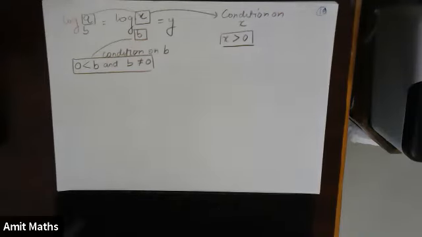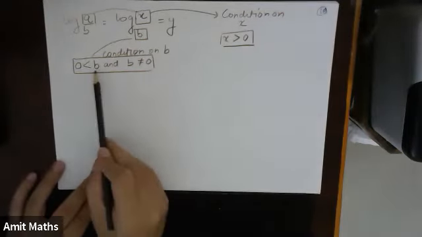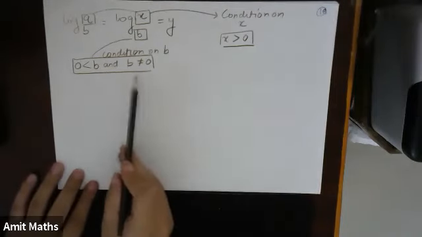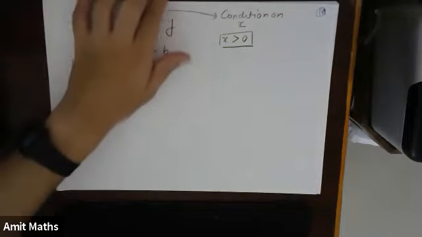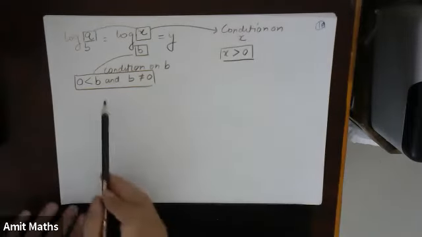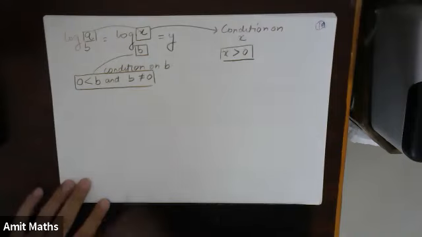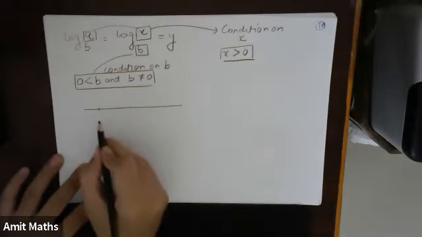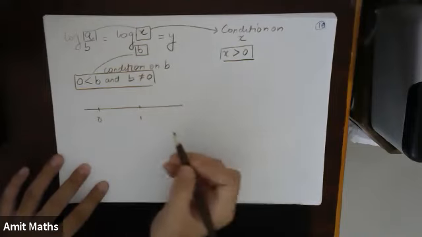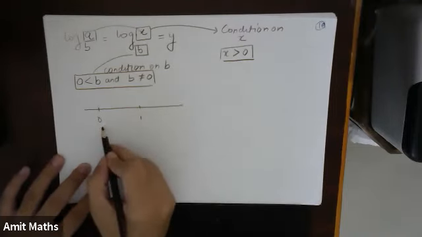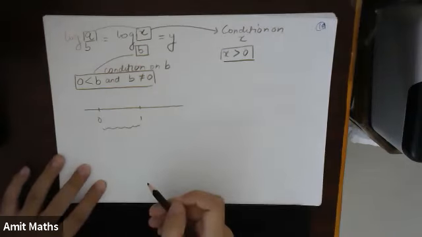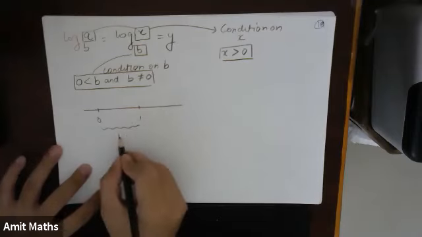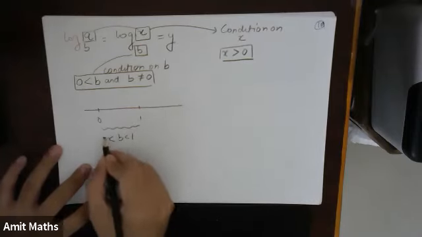Now we have seen that the condition on base b is that it has to be greater than 0 and it should not be equal to 1. As we can see, this base b is divided into two parts. If I draw a number line for b, this is 0 and this is 1. Base b can take any value from this part, that is, base b is less than 1 and greater than 0.